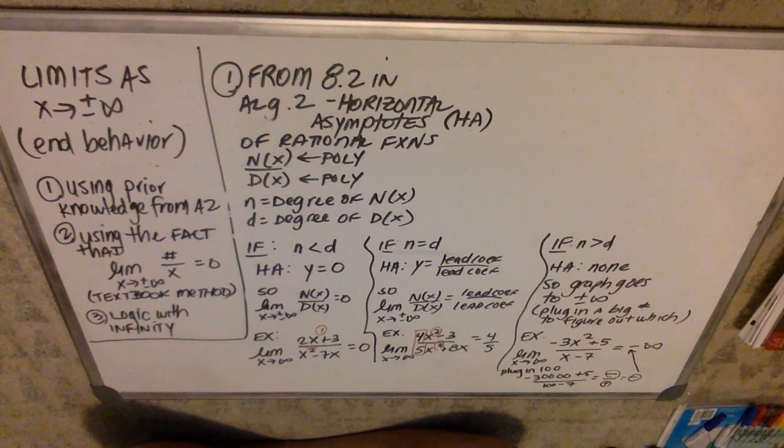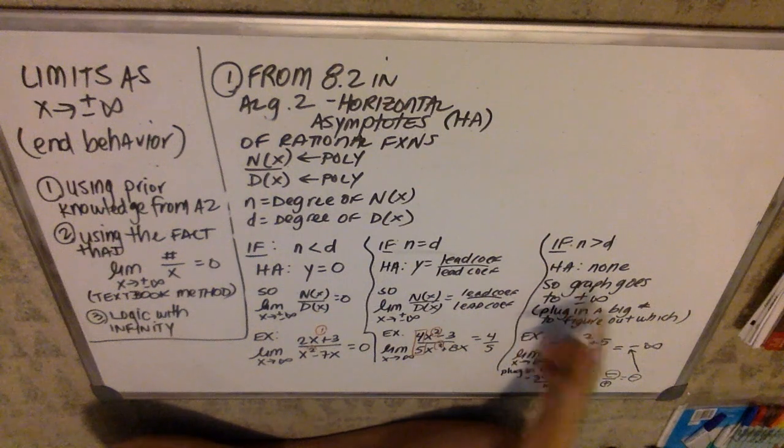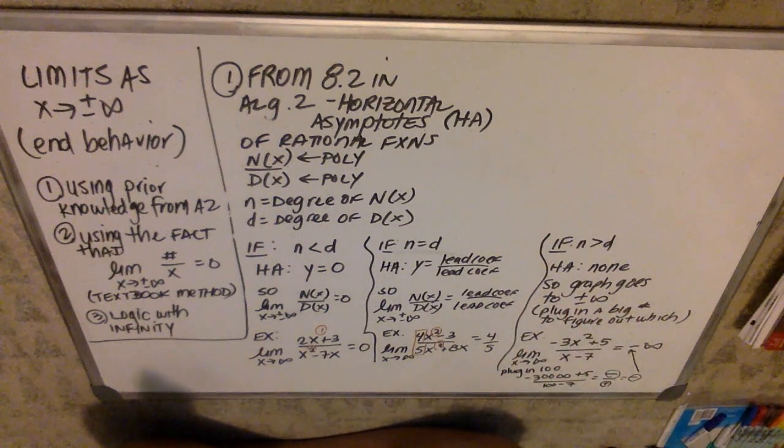Not that there's not another way to do the problems, it's just a lot faster if you have that knowledge. The third possibility is the numerator degree is higher than the denominator, and if that happens, there is no horizontal asymptote. What that means is that the graph is going to go up or down forever, either to positive infinity forever or negative infinity forever. So the easiest thing to do is you know ahead of time that the answer is going to be an infinity. It's either positive or negative.